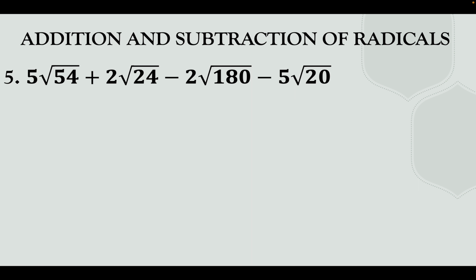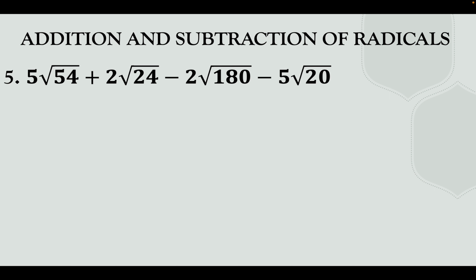Example number 5, we have 5 square root of 54 plus 2 square root of 24 minus 2 square root of 180 minus 5 square root of 20. Now, class, they have the same index, but they have different radicand, class. So they are unlike radicals. So all you need to do, class, is to factor each of the radicals there until they end up into the same radicand. If they will not end up in the same radicand, class, so just be it, class. So let's try this example.